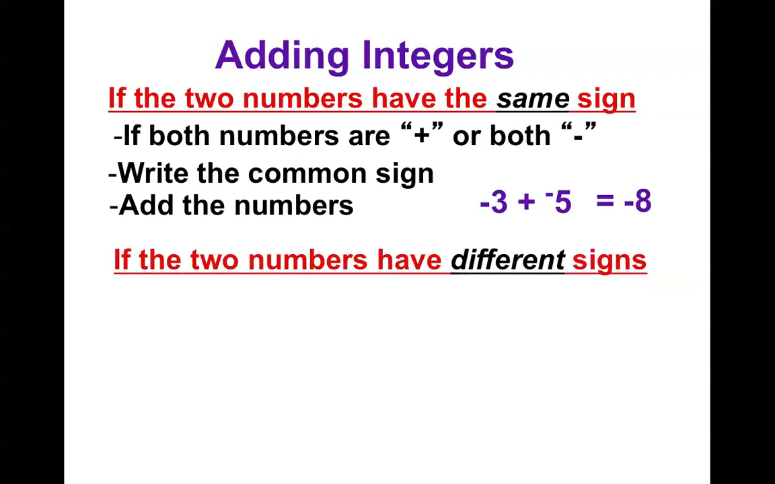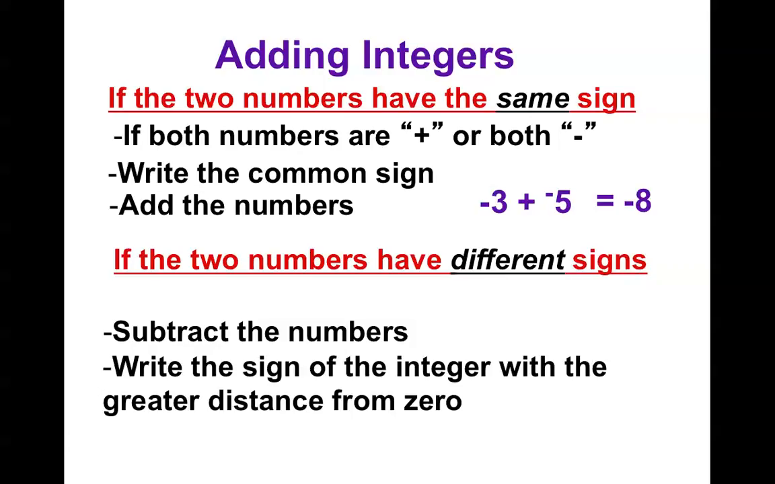If two numbers have different signs, you subtract the numbers and then write the sign of the integer with the greatest amount of blocks, or the greatest distance from 0. So in this situation, there is negative 3 and positive 5. We subtract these numbers, and so we get 2. There were more positives, and that's why the answer is positive 2.